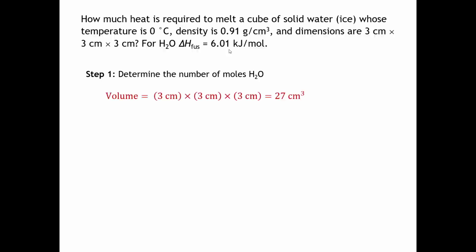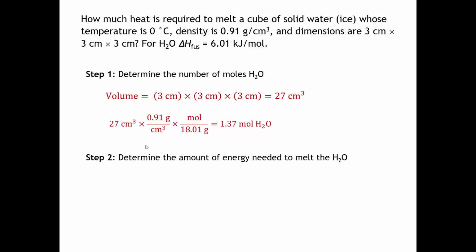We can start by calculating the volume of this cube, 3 by 3 by 3, so its volume is 27 cubic centimeters. If we now take the volume and multiply by the density, 0.91 grams per cubic centimeter, and then divide by the molar mass, 18.01 grams per mole, we can determine that we have 1.37 moles of water. So this is a little bit of a review of the kind of problems that we did back in Chapter 1. Not so bad, as we're getting close to the final exam, to see these kinds of problems again.